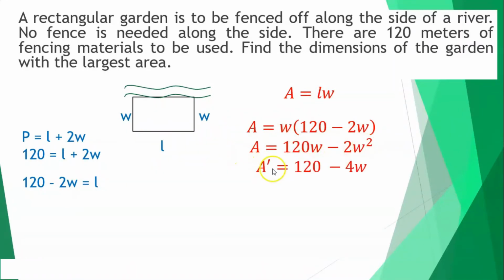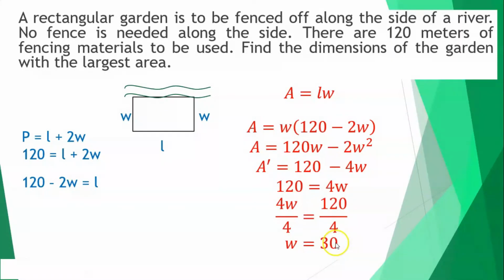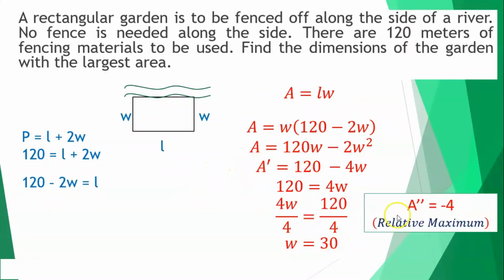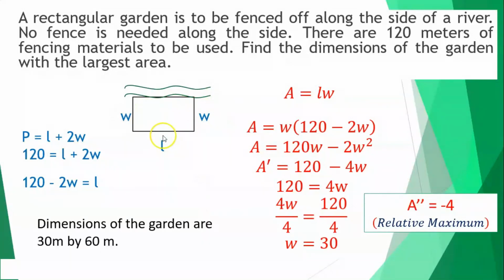Get the first derivative. That would be 120 minus 4W. Now equate this to 0 and solve for W. We end up with 30. Take note, our width here is 30 meters. Get the second derivative. It's negative 4. Since negative 4 is less than 0, it has a relative maximum. Take note, we're asked to find the largest as well. Since our width here is 30, the dimensions are 30 and 30.